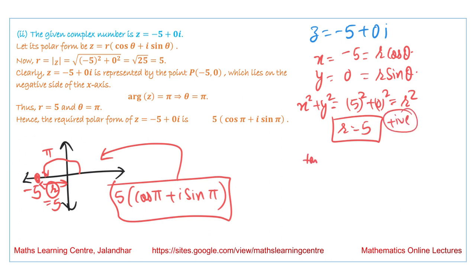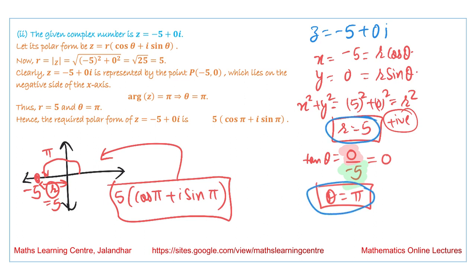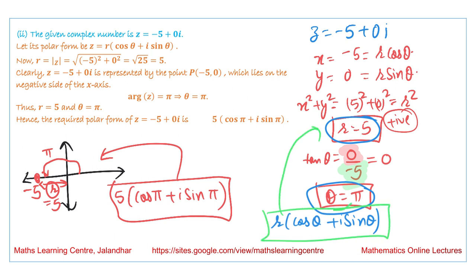Now the value of tan theta we have is equal to 0 over minus 5. Clearly we have this cosine value is negative and this sine value is positive. So we are having this is equal to 0. So we are having theta is equal to pi. So we have r is equal to 5, theta is equal to pi. And the polar form formula is r cos theta plus iota sin theta. If we substitute the values of r and theta over here, we obtain the answer that it is 5 times cos pi plus iota sin pi.